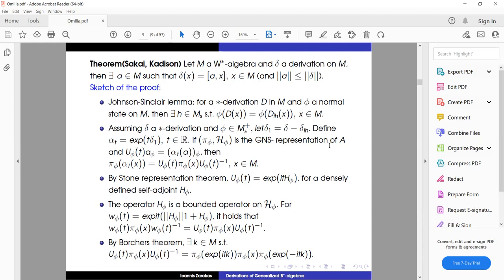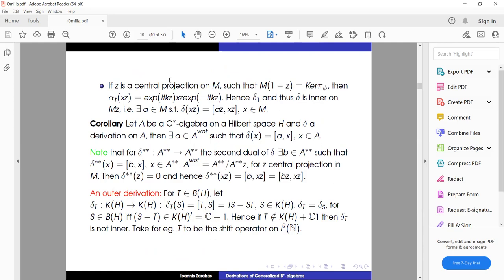This result of Sakai and Kadison, which is a result for von Neumann algebras, for W-star algebras, tells us as a corollary that if we have a C-star algebra, which we know lives inside the algebra of bounded operators on a Hilbert space H, then any derivation delta on a C-star algebra would be spatial, as we say, meaning that we will have an element alpha from the enveloping von Neumann algebra, the weak-operator closure of the algebra, which makes our derivation delta of x equal to the commutator, alpha comma x. So our derivation of the C-star algebra will be spatial.